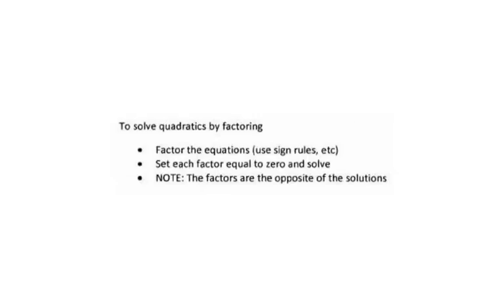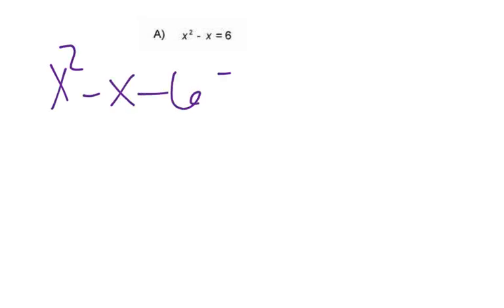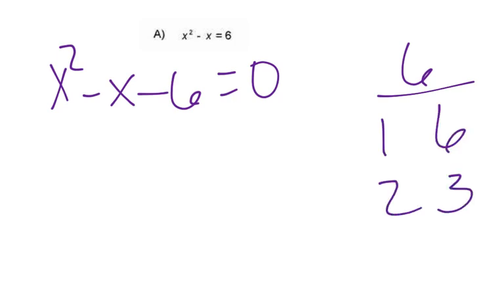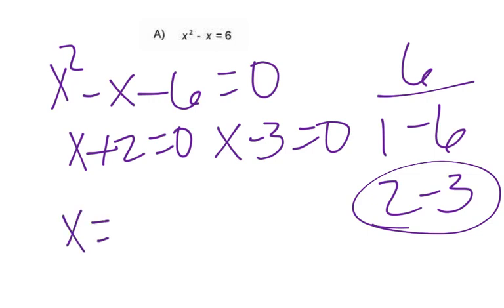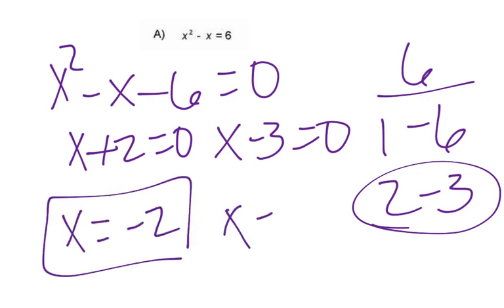To solve quadratics by factoring, you get everything on the same side. You factor them, you set each factor equal to 0, and you solve. So looking at x squared minus x equals 6, if you were going to solve this by factoring, x squared minus x minus 6 equals 0. Find the factors of 6. Signs are different. Largest is negative. They have to equal 1. So x plus 2 equals 0. X minus 3 equals 0. X equals negative 2. X equals 3.